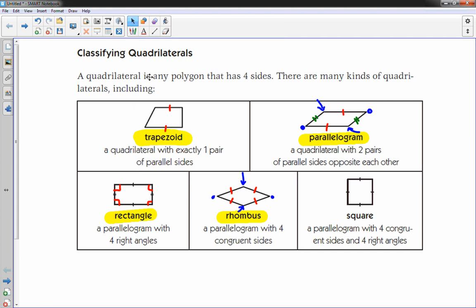And last but not least, a square. It's a parallelogram with 4 congruent sides and 4 right angles. So it's a parallelogram, and it could be a rectangle too. We talked about that. And by definition, it looks like it fits the definition of a rhombus. So sometimes some things can be what other things are not, and vice versa.